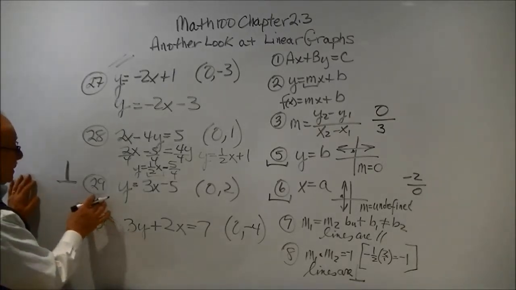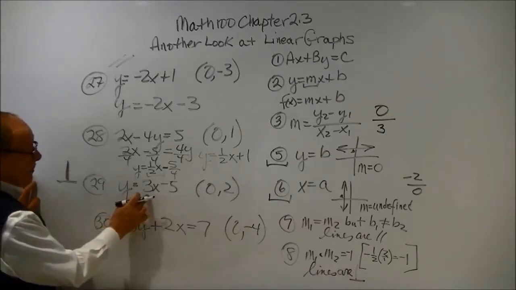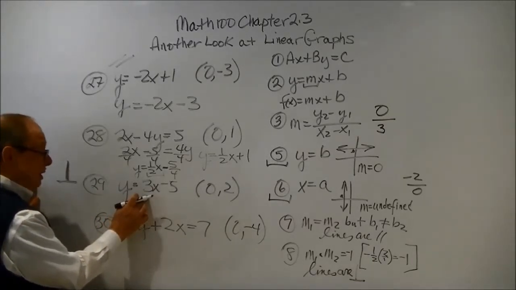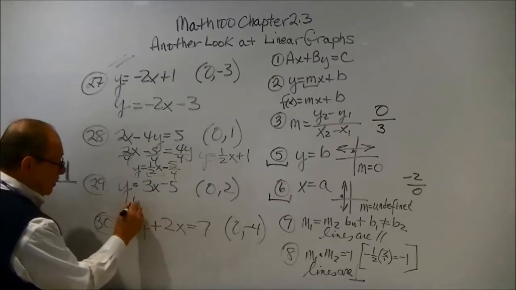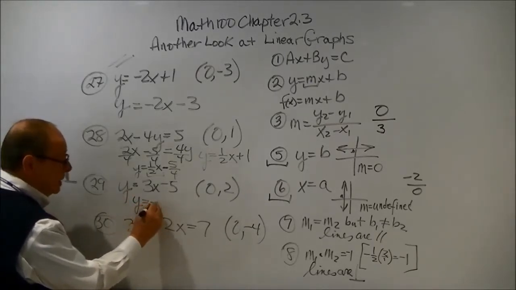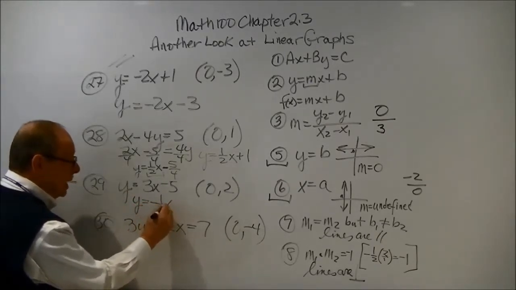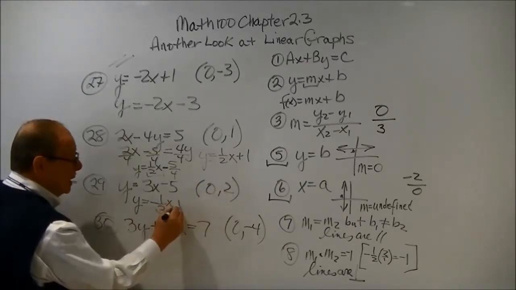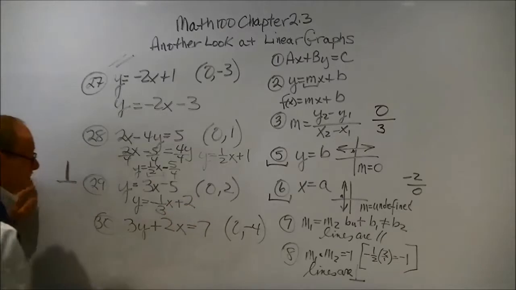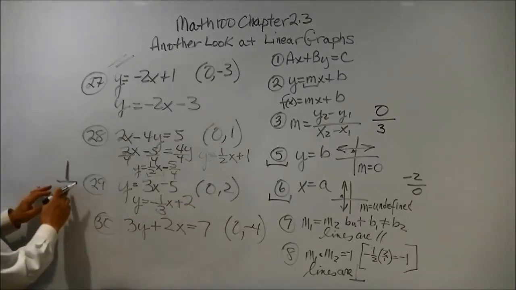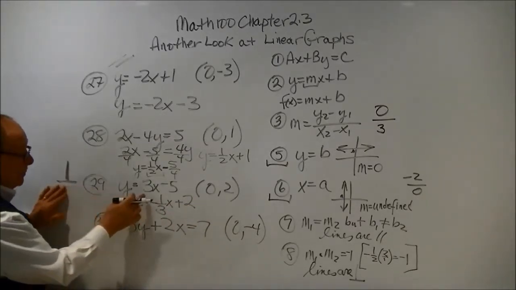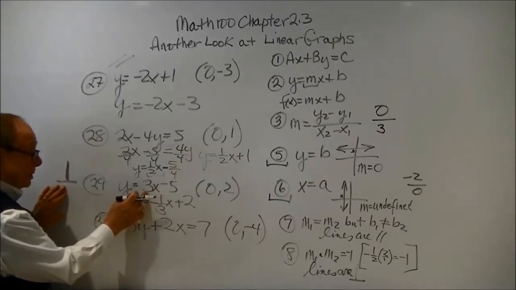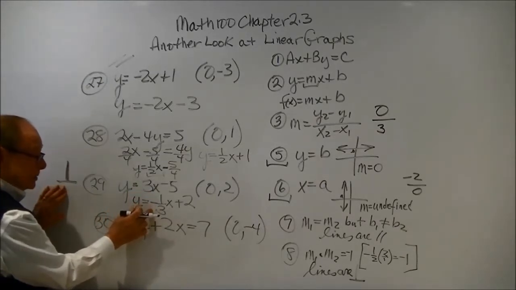Now for these that are perpendicular, I have to have the negative reciprocal of 3, which is y equals negative 1/3 x. And then now I'm putting in my new y-intercept, which is 2. So in order for it to be perpendicular, I have to replace the original slope with its negative reciprocal.